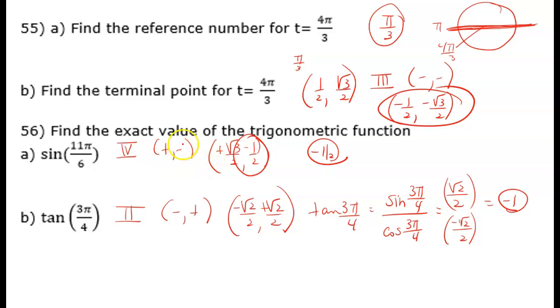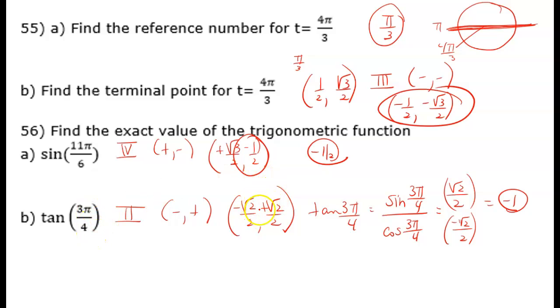As far as the exact value of the trig function, the pi over 6's have coordinates that are the square root of 3 over 2 and 1/2. 11 pi over 6 is in the fourth quadrant, so that's positive, negative. So we see these signs here, and then sine is always the y coordinate, so that's going to be negative 1/2.